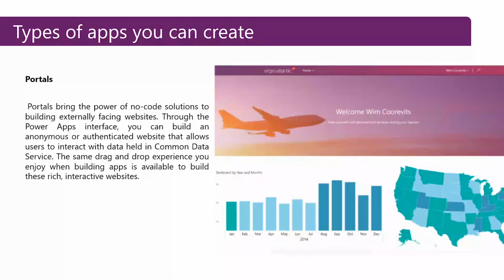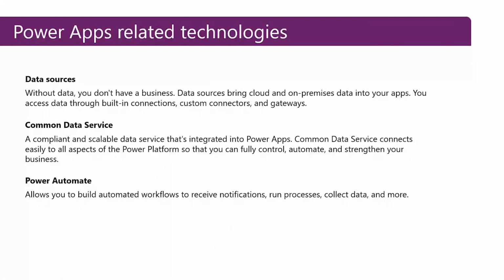Okay, so next we have Power Apps related technologies. We have data sources. Our data can be from Excel that is stored in OneDrive, or we have our SharePoint list, so we can use that. For Common Data Service, this is a data source option that you should explore further when using model-driven apps and portals. The data is stored within a set of entities. So you can explore this on your own.